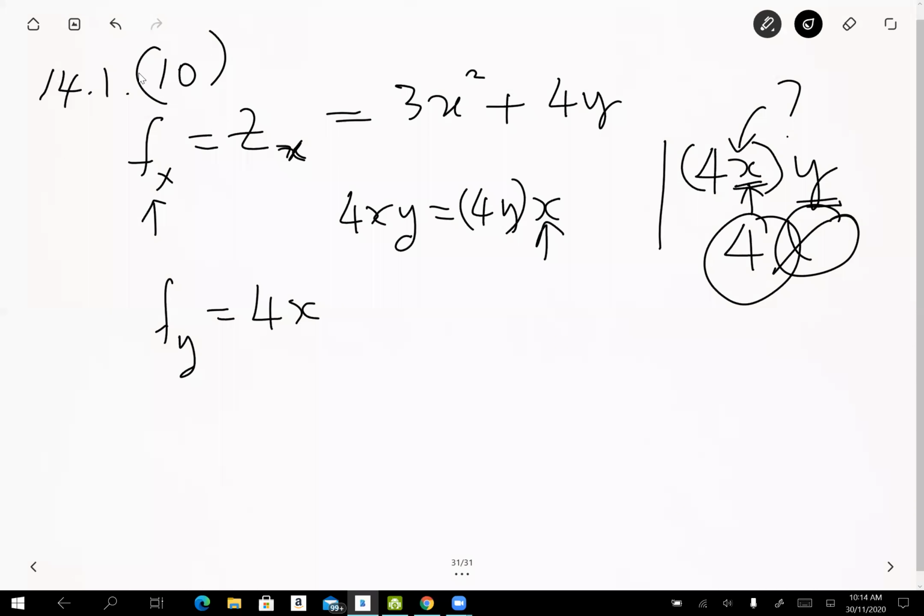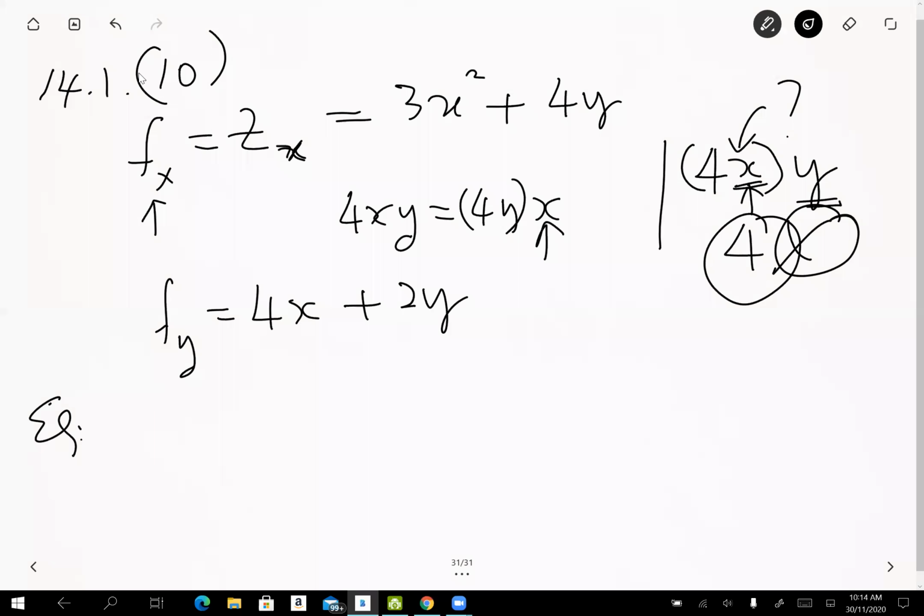So it's 4x plus the derivative of the y squared, so you got 2y. Any question? All right. I give you another example. Another question. Example number 2.